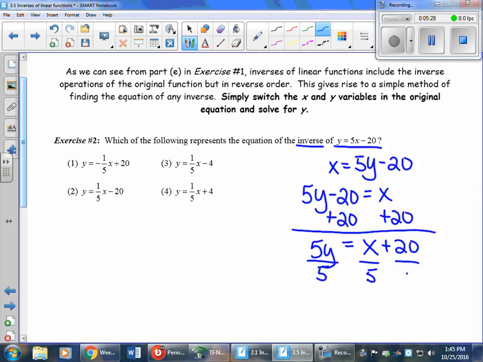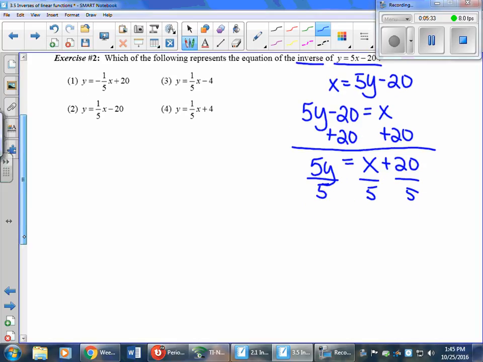Now, the reason I do it like this and not just the way where you divide the whole side by 5. In other words, some people do this: 5y is equal to x plus 20, divide by 5. Divide the whole thing by 5, which is mathematically equivalent to what I'm doing on the right-hand side here. But I do it this way because I don't want you to forget that when you divide by 5, that means we have to divide this by 5 and this by 5. So if I do it like this, it kind of just keeps my operation straight.